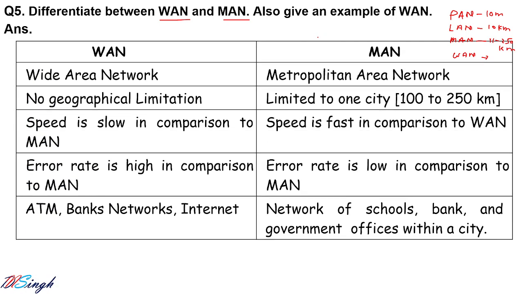Let us see the difference between WAN and MAN. Wide area network has no geographical limitation, whereas metropolitan area network is limited to around 100 to 250 kilometers. Speed is slow in WAN in comparison to MAN, and fast in MAN in comparison to WAN. Error rate is high in WAN in comparison to MAN, but error rate is low in MAN in comparison to WAN. ATM, bank network, and internet are all examples of wide area network. A network of schools, banks and government offices within the city is an example of metropolitan area network.